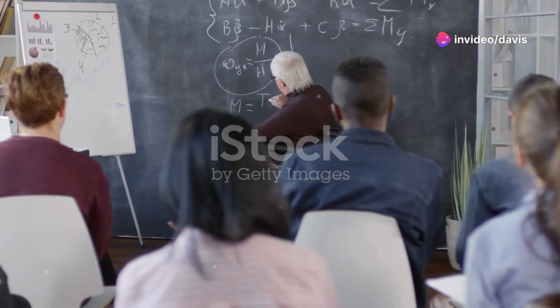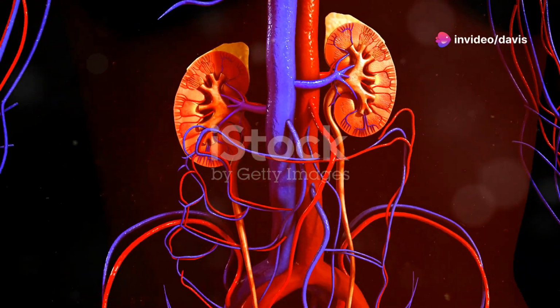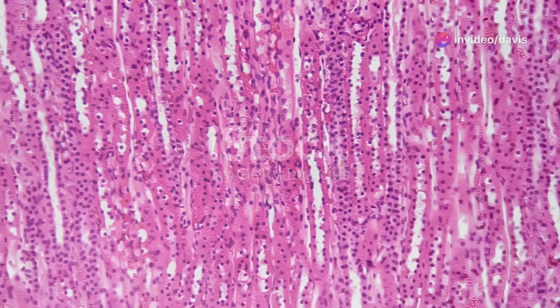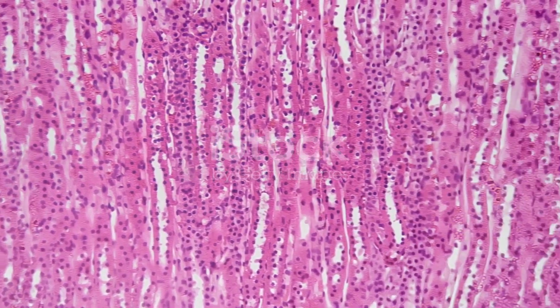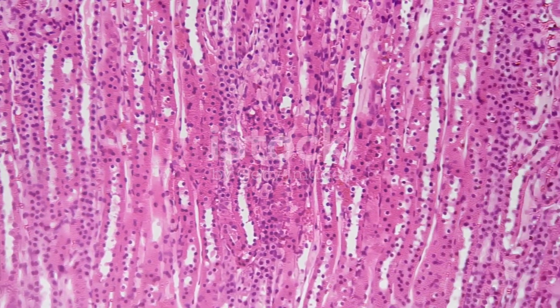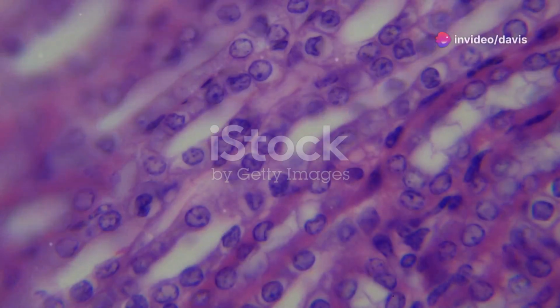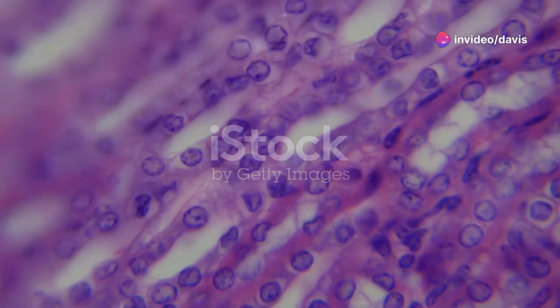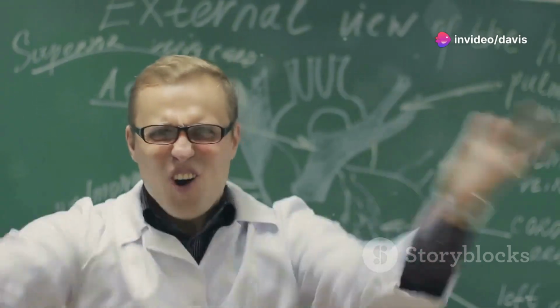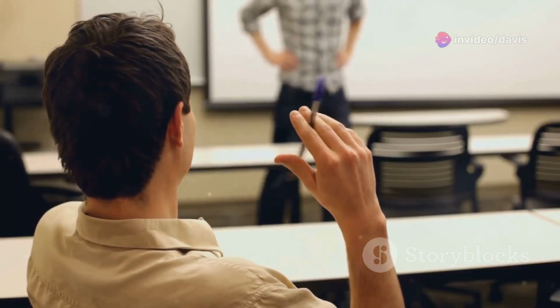Now here's where things get interesting. This blood vessel, the afferent arteriole, is wider than the one it connects to inside the nephron, called the efferent arteriole. This difference creates high pressure in the glomerulus, which is the network of tiny blood vessels inside. And what does this high pressure do? It pushes things out of the blood.